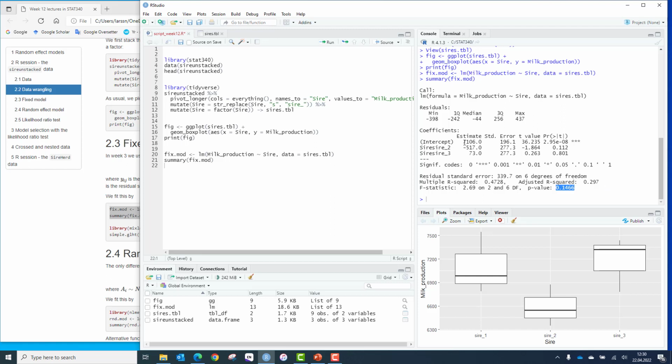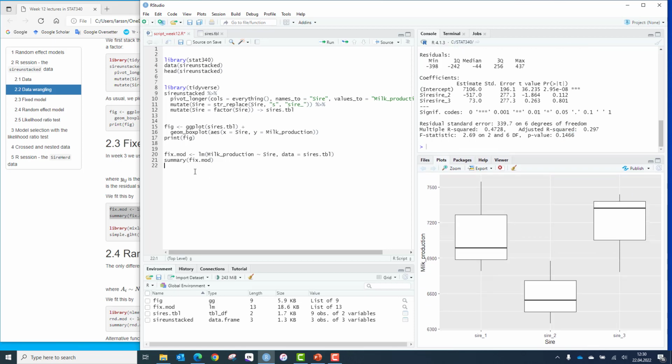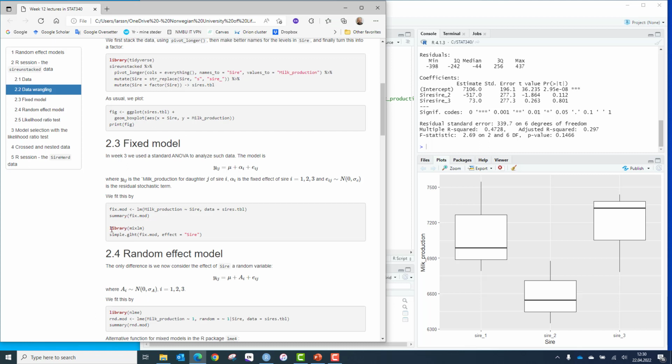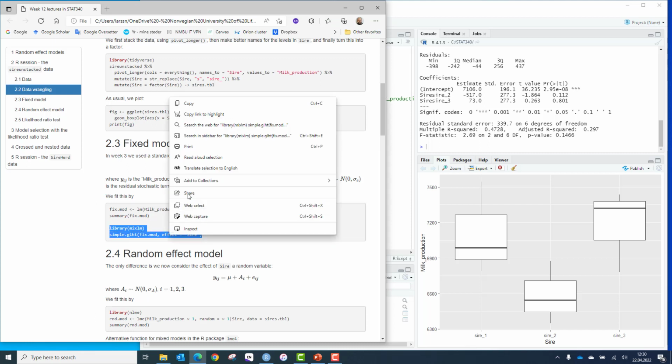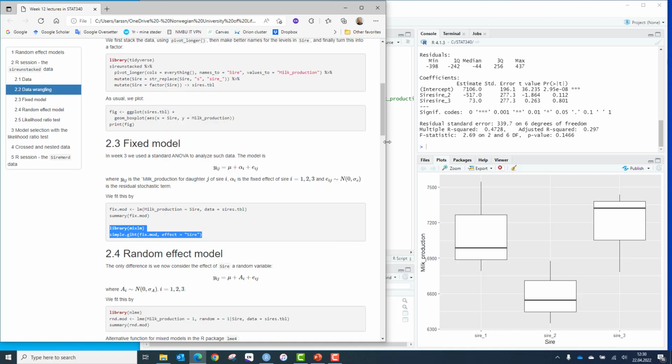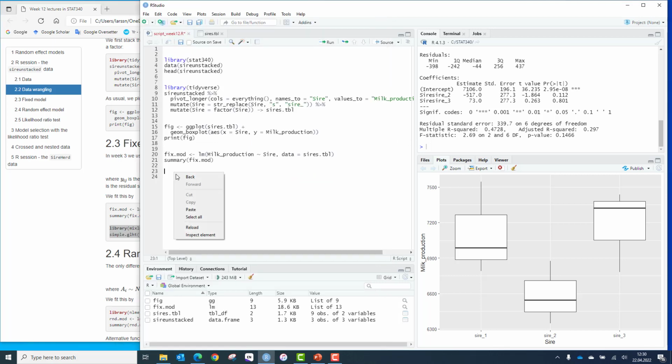So we can see that this is the milk production of sire 1, and here is the change if you move from sire 1 to 2, it goes down. And here's the change if you go to sire 3, it increases a little bit. But nothing is significant here, so actually the variation between sires looks small. But this was the fixed effect model, and this is something we typically would do if we want to compare these particular 3 sires, right?